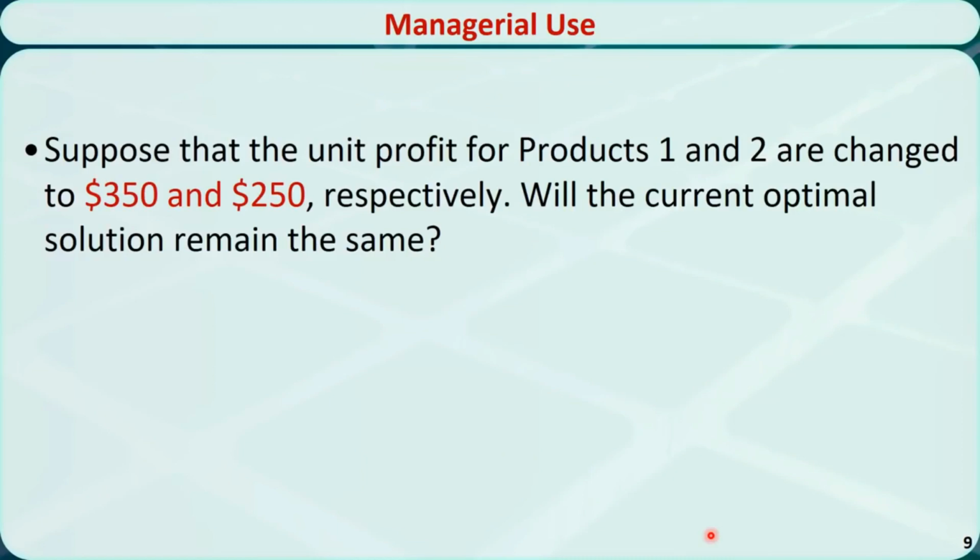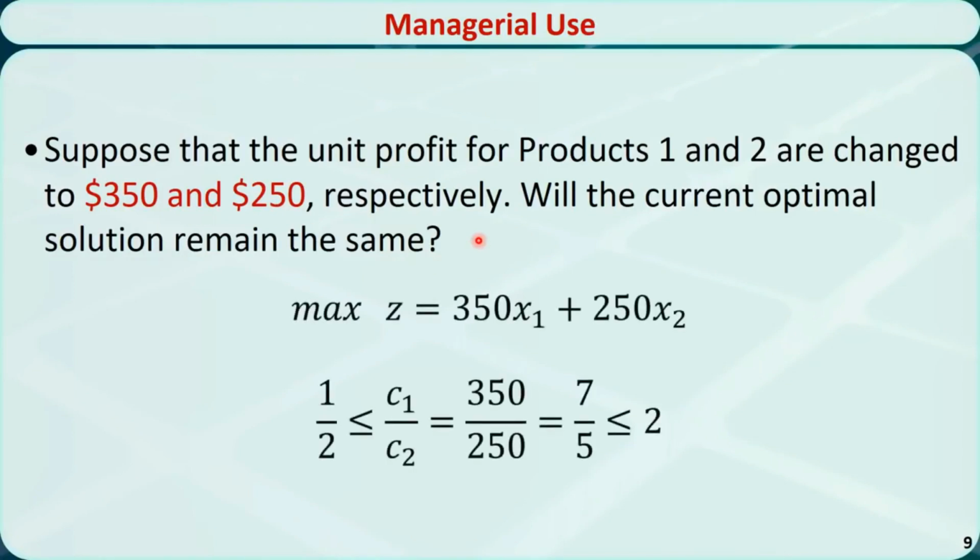With that in mind, let's answer this question. Suppose that the unit profit for product 1 is changed to $350, and the unit profit for product 2 is changed to $250. Will the current optimal solution remain the same? To answer this question, let's check the value of c1 over c2, which is 350 over 250, or 7 over 5. It's still between 1 over 2 and 2. So the answer to this question is yes.